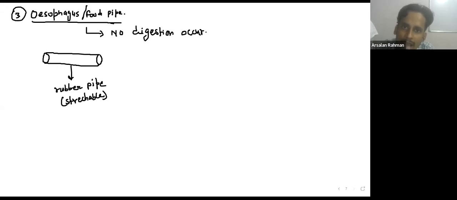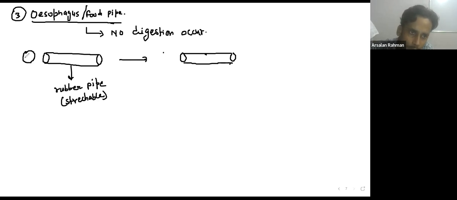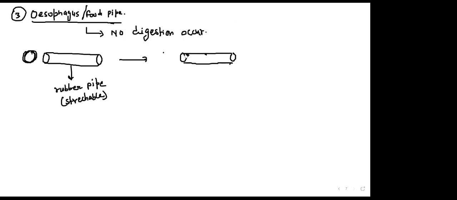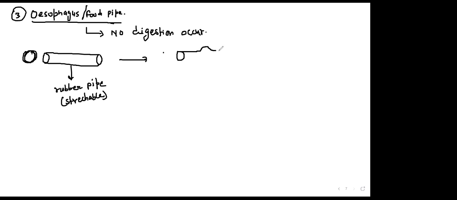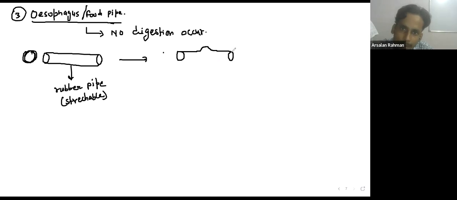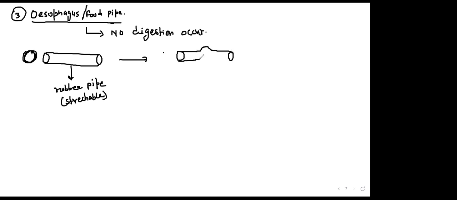Suppose I put a ball inside this. Suppose I have put this large ball. Can you see this large ball? Is the size of the ball larger than the size of the rubber pipe or not? So what will happen if I insert the ball inside the pipe? It will change the shape of the rubber pipe. Yes or no?